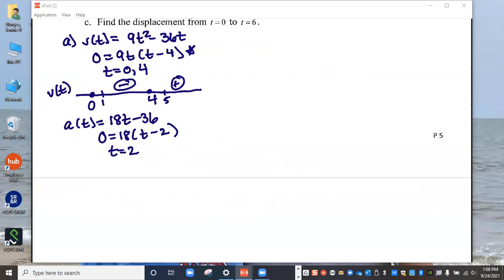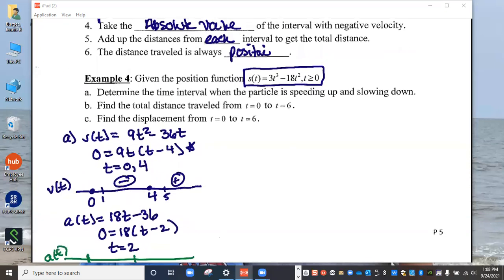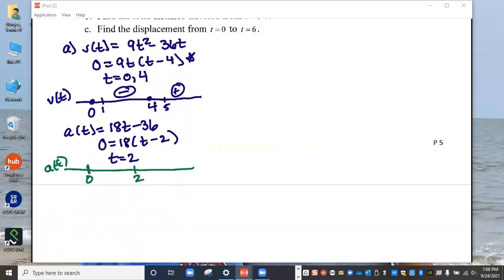So I'm going to make another number line. Some people just make one number line and may use different colors. I always like to do 2 number lines. That's completely up to you. Remember, you're starting at 0 and you're checking what's happening between 0 and 2 and then 2 to infinity. Because they already told you in the problem that t is greater than or equal to 0.